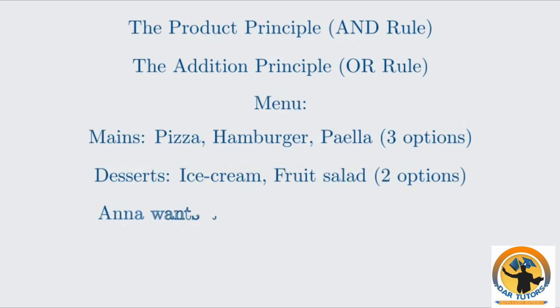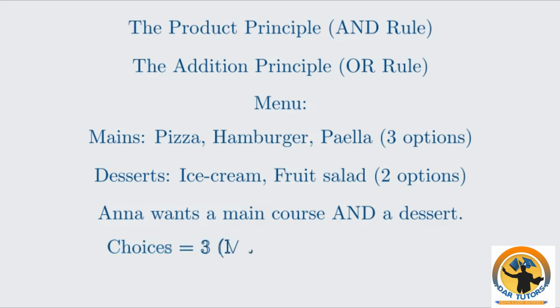First, let's consider Anna. She wants to order a main course and a dessert. How many different choices can she make? For each of her three main course choices, she has two dessert choices. So she can have pizza and ice cream, pizza and fruit salad, hamburger and ice cream, and so on. The total number of choices is the product of the number of options for each part. That's 3 times 2, which equals 6. This is the product principle in action.